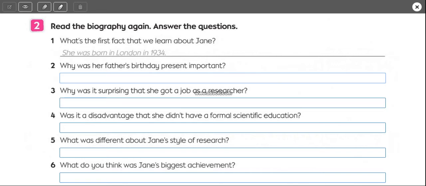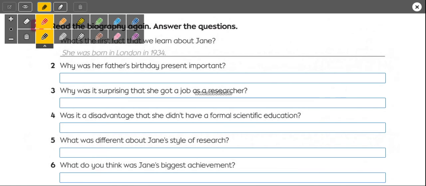Okay, good. Number 3. Why was it surprising? Surprising يعني surprising مدهش بالنسبة لها. مدهش. surprising يعني شيء مدهش بالنسبة لها. Okay, that she got a job as a researcher. احنا عرفنا research يعني بحث. researcher باحث. ممتاز. Okay, so it was surprising because yes, she didn't have formal study.